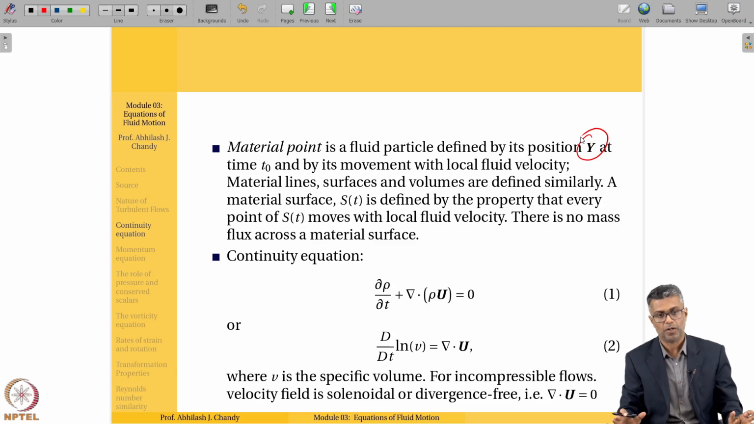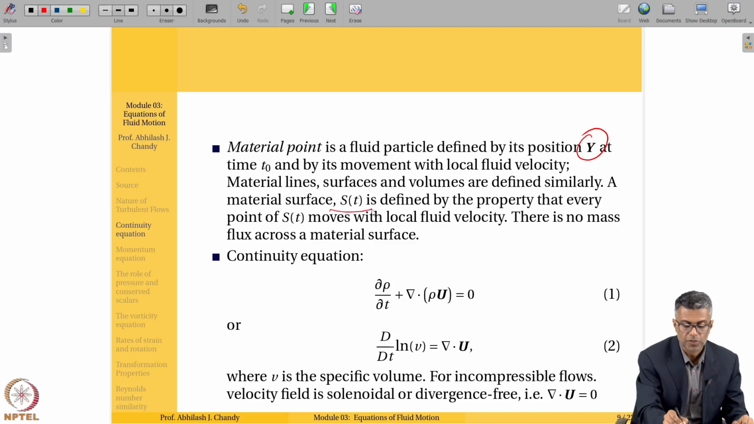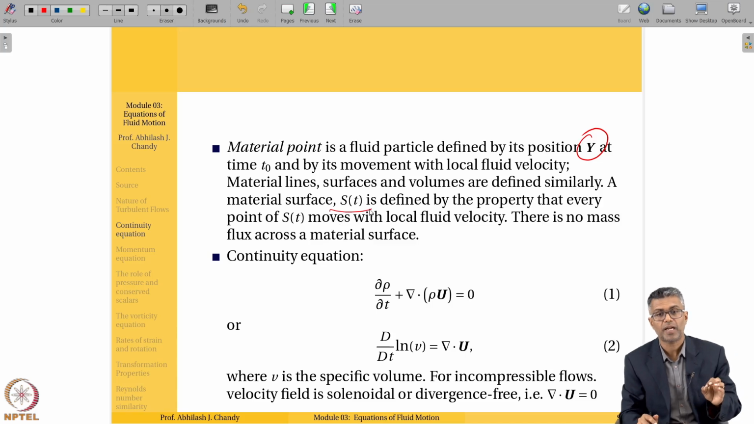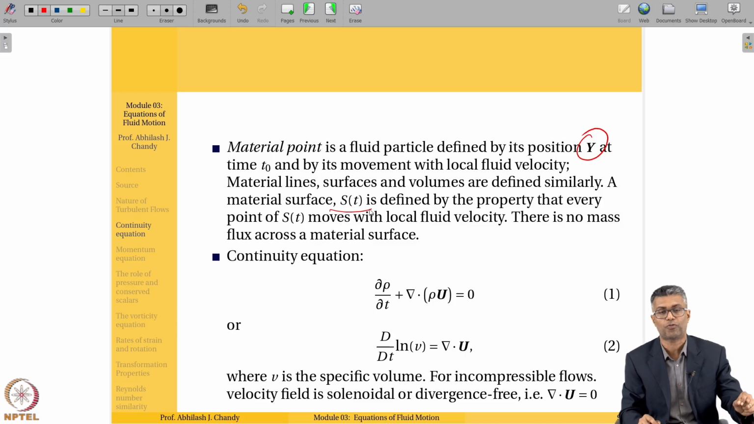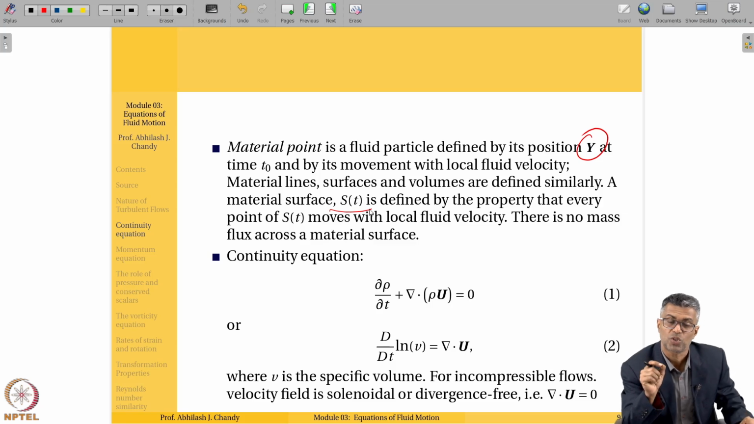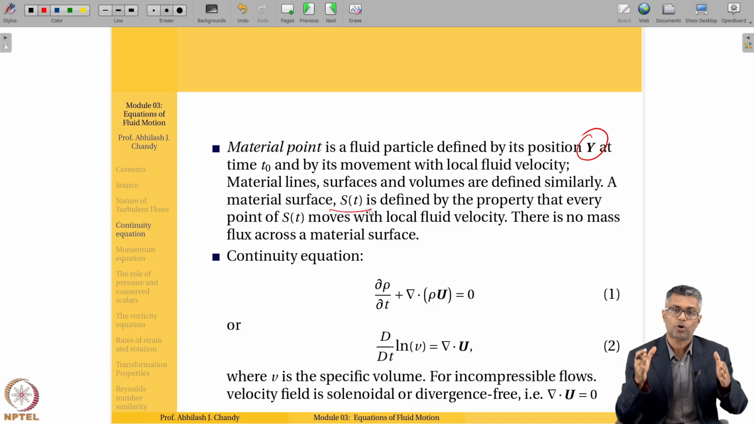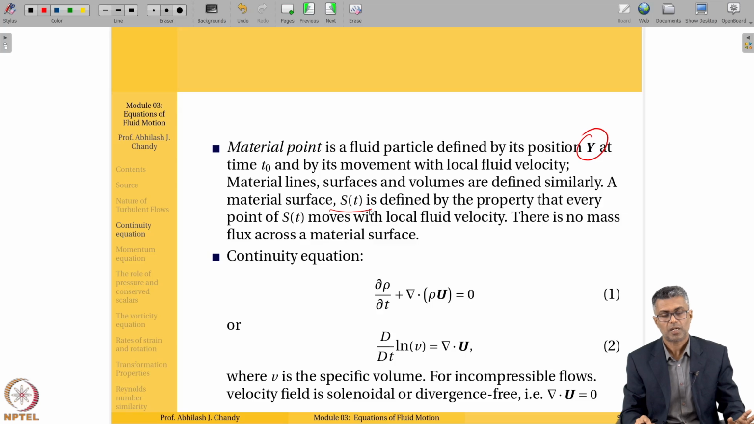All are defined similarly. So if you have a material surface S of t, it is defined by the property that at every point of S of t, it moves with the local fluid velocity, the fluid velocity of that particular material point. And across any material surface, there is no mass flux. So those are the 3 things that I wanted to cover before I start with the equations.